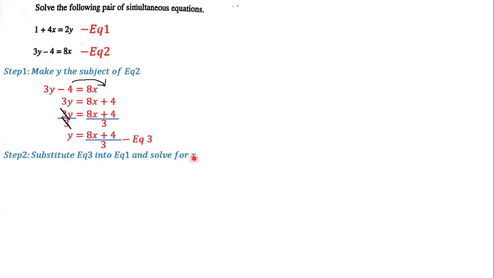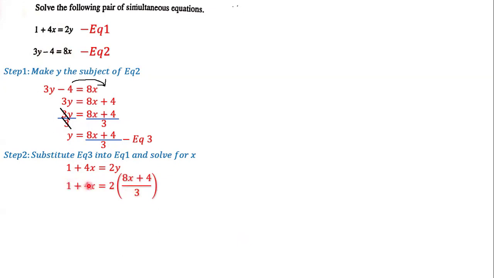Now, what is equation 1? Well, equation 1 is right here above. We have 1 plus 4x is equal to 2y. But we're going to substitute y into equation 1. And so we know what y is. According to equation 3, this equation right here, we know that y is equal to 8x plus 4 all over 3. So let's substitute that in.